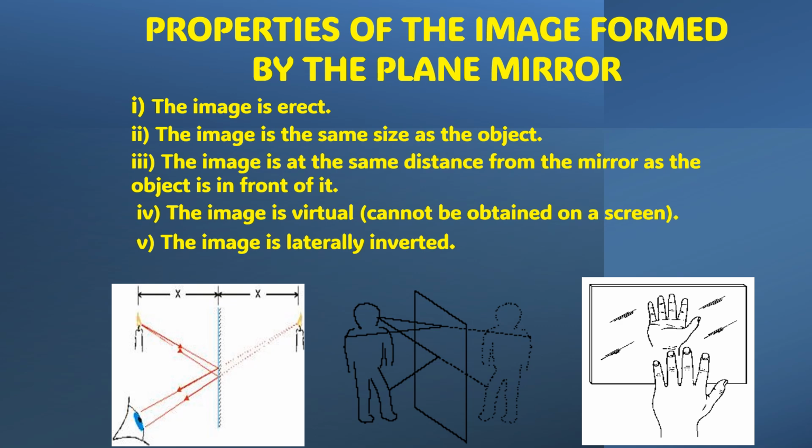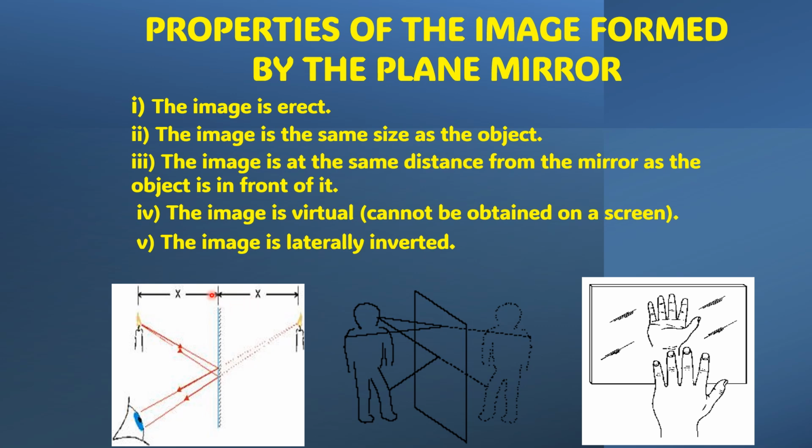These laws of reflection are applicable to all types of reflecting surfaces, including spherical surfaces. In the formation of an image by a plane mirror, we are going to see the properties of the image. The image is always erect. Erect means it is always in an upright or straight position. Next, the image is the same size as the object. And the image is at the same distance from the mirror as the object is in front of it.